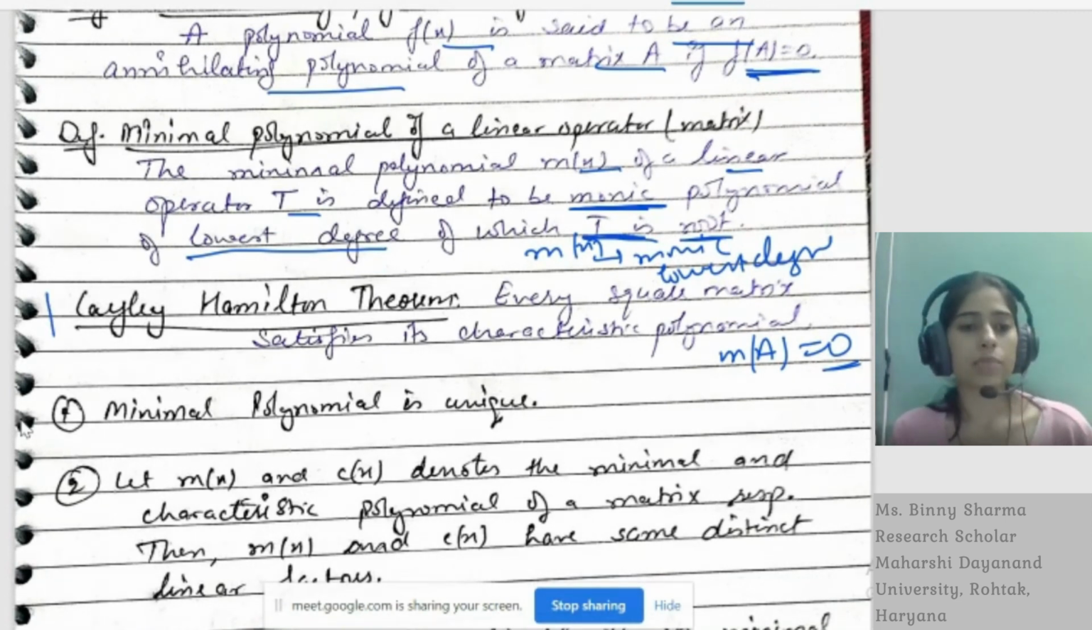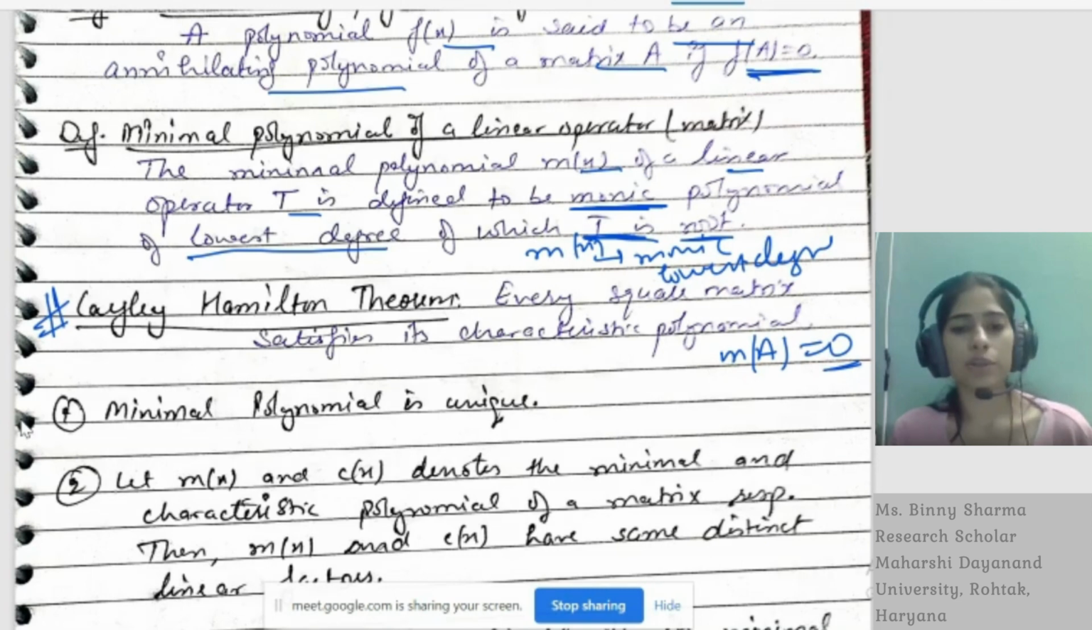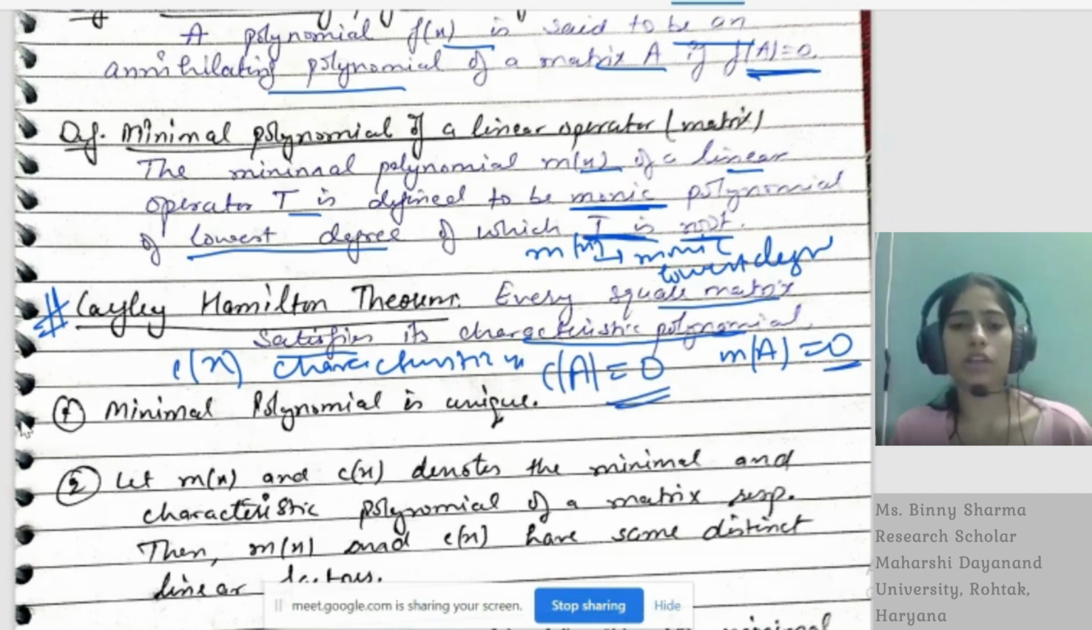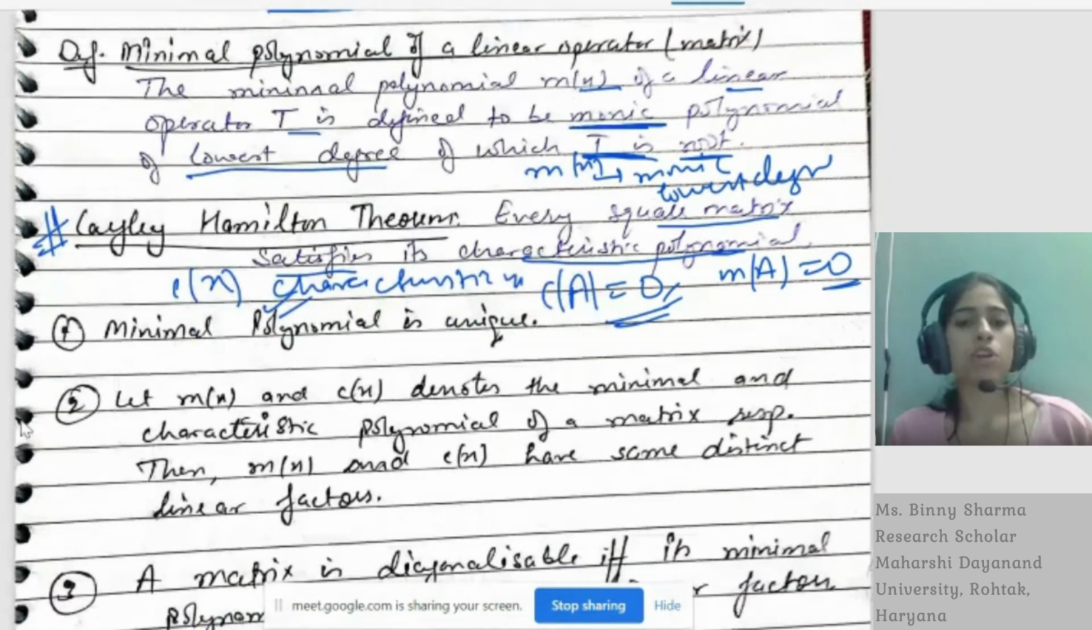This is an important theorem, the Cayley-Hamilton theorem. What it says is, every square matrix satisfies its characteristic polynomial. It means if C(x) is a characteristic polynomial, then C of A should be 0. When we put A in the characteristic polynomial, then we get the zero matrix. The minimal polynomial is unique.